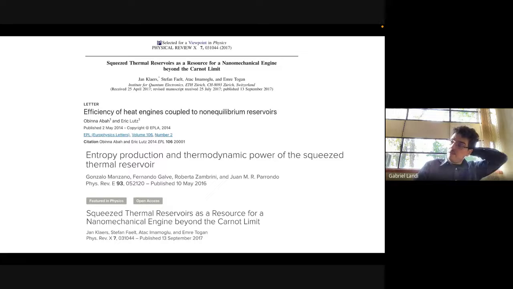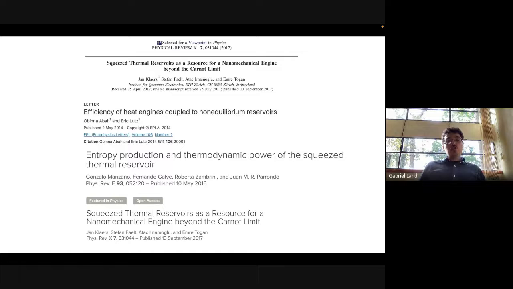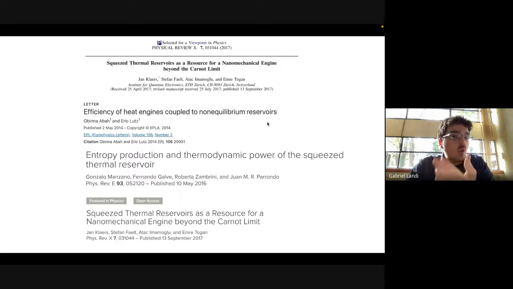There has recently been a lot of interest in using squeezing for thermodynamics. These are just some of the papers that have appeared in the literature in the last few years. The basic idea is that you can actually use squeezing as a resource. So you can use squeezing to, for instance, build a thermal engine which has nice properties, such as operating beyond the limit imposed by Carnot.